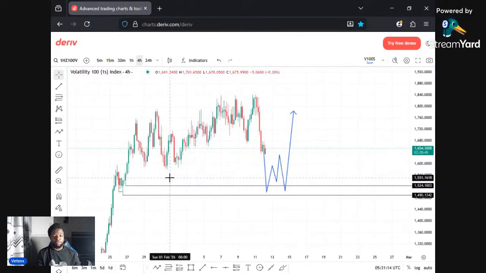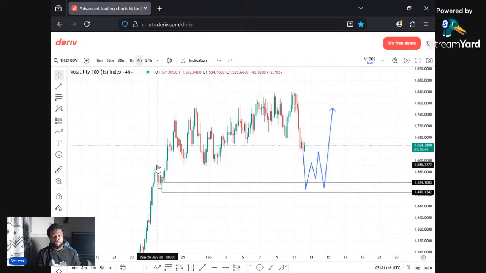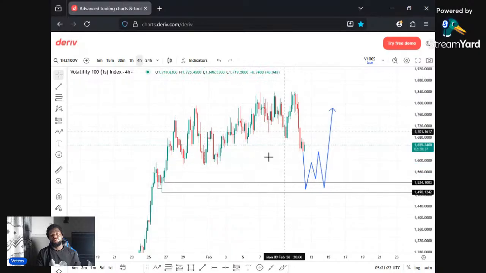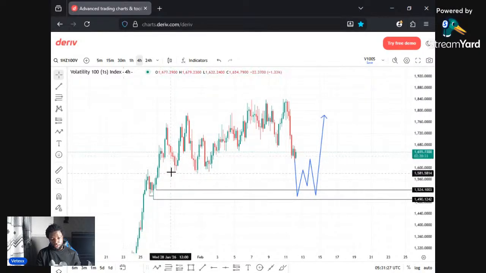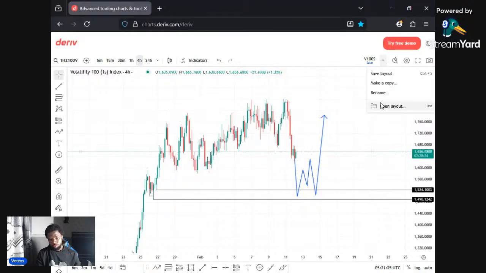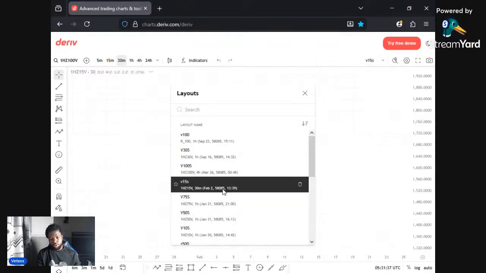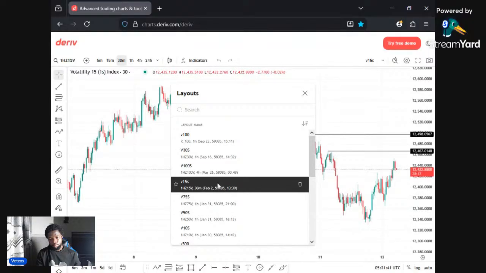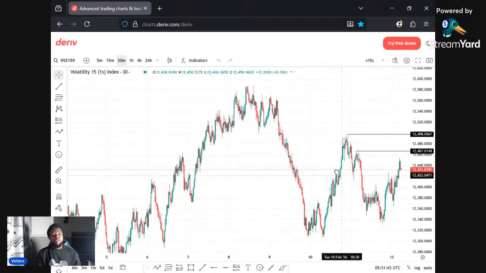We have a sweep here, break of structure, structural liquidity, second break of structure, and then this is what I'm anticipating. I've been anticipating this trade since the last week of January. The next is V15 index.